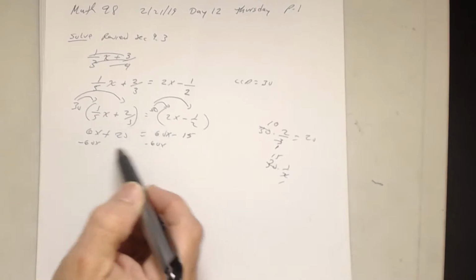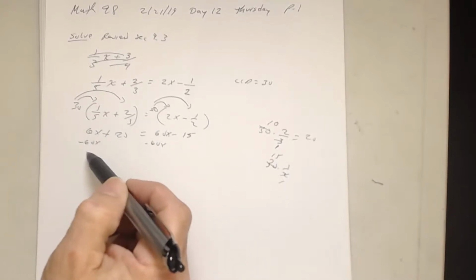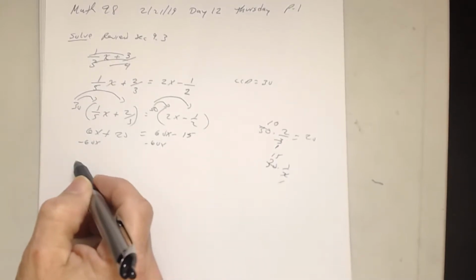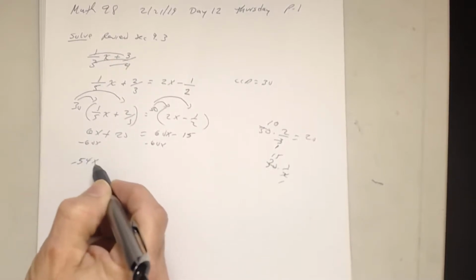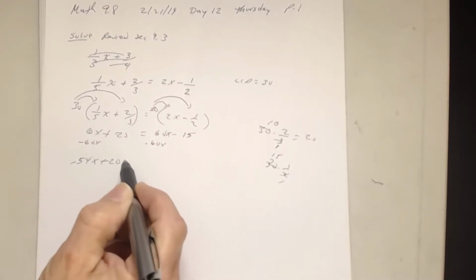So when I combine like terms, what's 6x minus 60x? Not quite. Negative 54x plus 20.